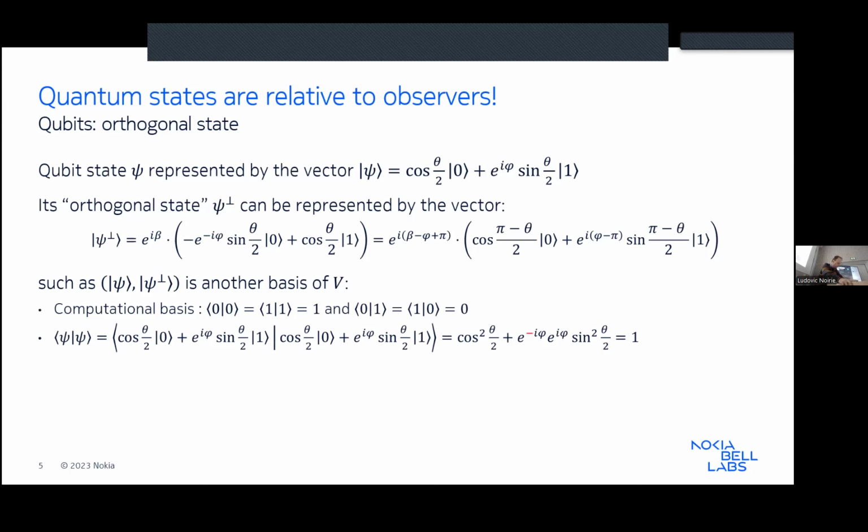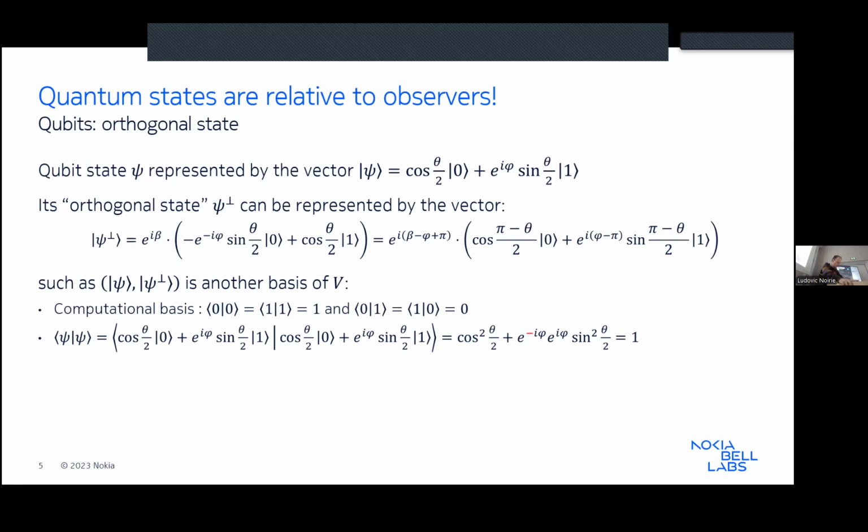On the left part, the numbers must be conjugated. And on the right part, it is linear. So the product that we will obtain with 0, 1 and 1, 0 will be 0 because it is the computational basis. And so we will have only the coefficients left in these Hermitian products that correspond to 0 and 0 and to 1 and 1. And so we have cosine theta divided by 2 squared for 0, 0.